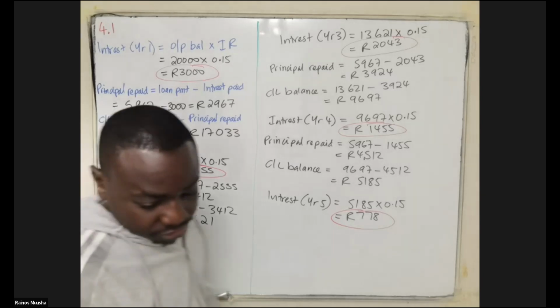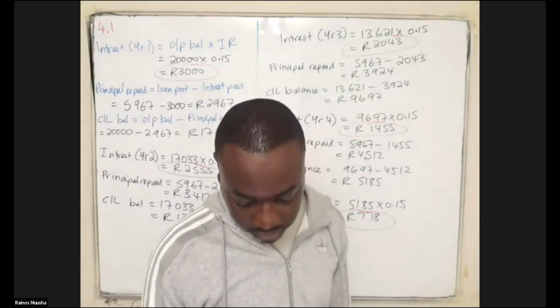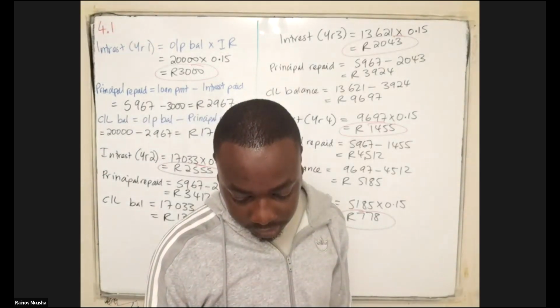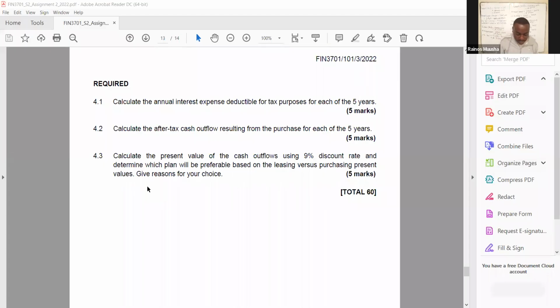The next part of the question, we were asked to deduce or calculate the after-tax cash outflow resulting from the purchase for each of the 5 years. So we need to calculate the after-tax cash outflow from the purchase option.